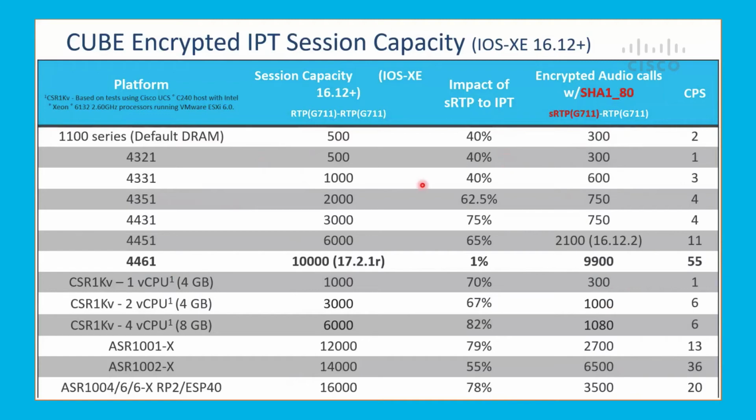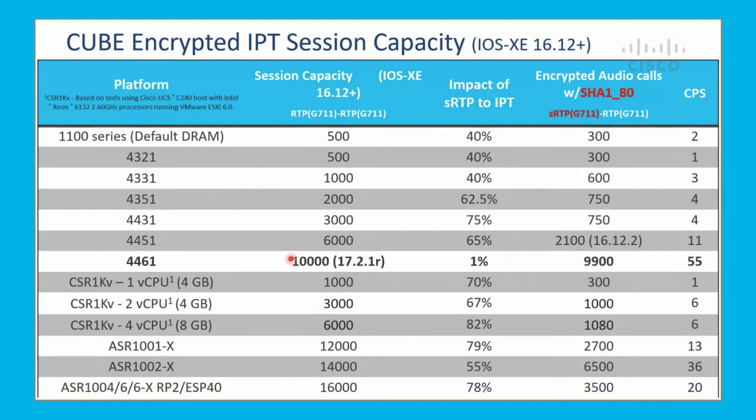So for example, with the 4331, it can do 1000 unencrypted basic collab calls. If you turn on encryption on one leg of the call, then you have a 40% impact to those basic collab numbers, and it drops down to 600. We have also mentioned the calls per second for those encrypted calls.